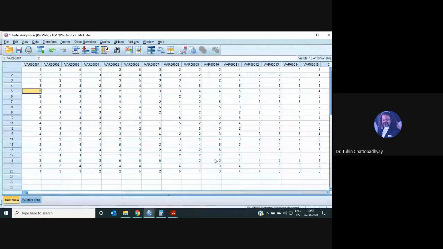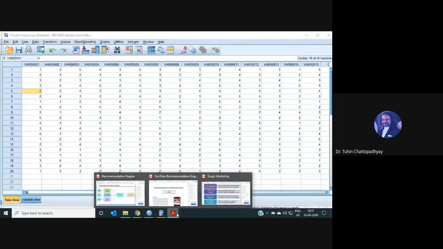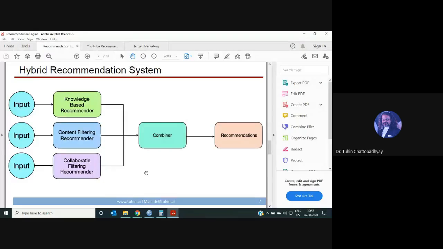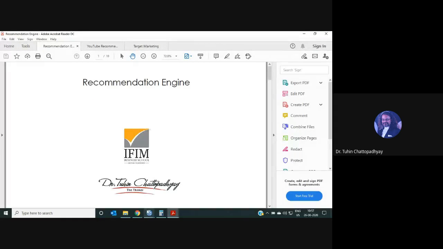Any other questions you're having, folks? Any other question? No, sir. Great. So I assume this is clear to all of you. Cluster analysis operations is clear. Yes, sir. Perfect. So with that assumption, let me close the chapter of segmentation, and let's move to the realm of recommendation engine.